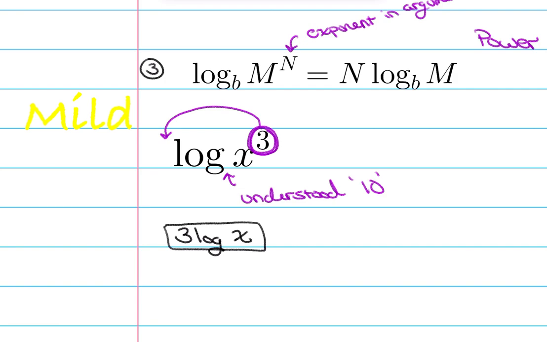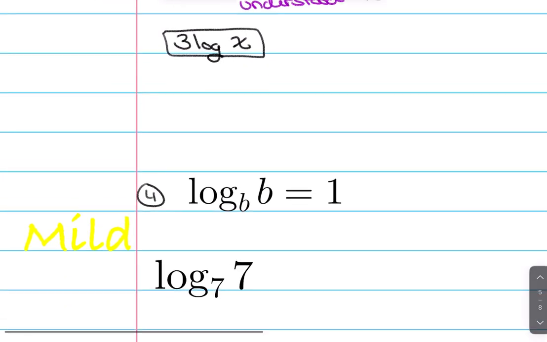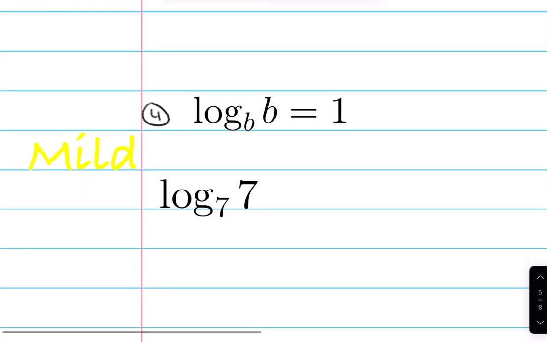This is the identity property. We have the log base b of b equals 1. Notice that the base of your logarithm and your argument are the same. Again, they could be variables, numbers. All right. If the base of your logarithm is the same as the base of your argument, your answer is going to be 1.